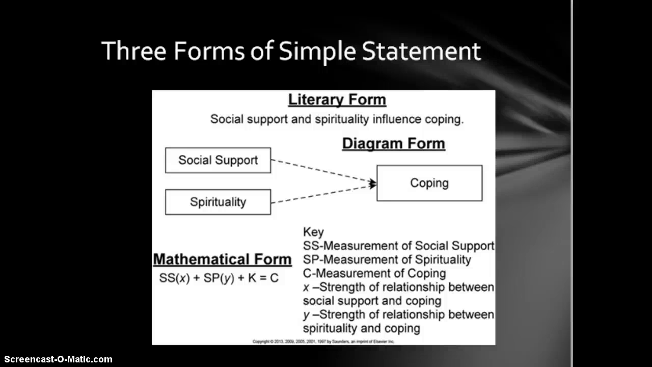This slide gives you an example of how one simple statement is demonstrated in all three forms. The literary form says social support and spirituality influence coping. In the diagram form, you can see social support and spirituality listed in the blocks with the broken arrows leading toward coping. In the mathematical form, you can see that social support times strength of relationship between social support and coping plus spirituality times strength of relationship between spirituality and coping equals measurement of coping.